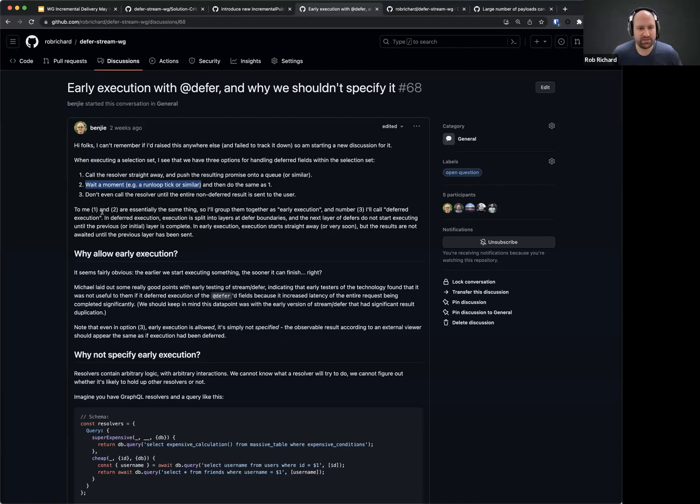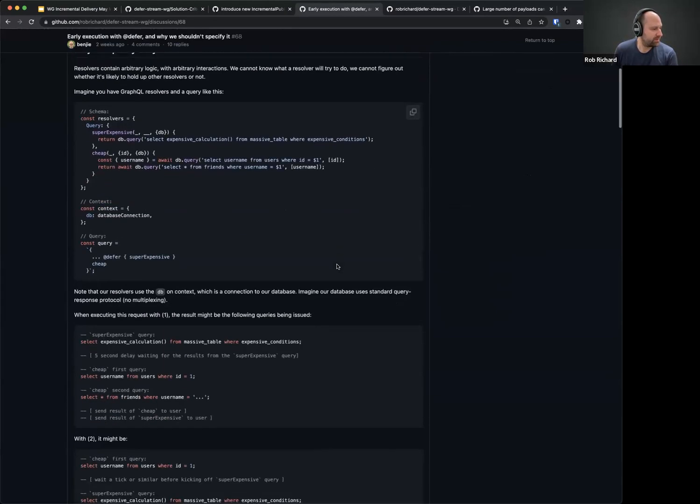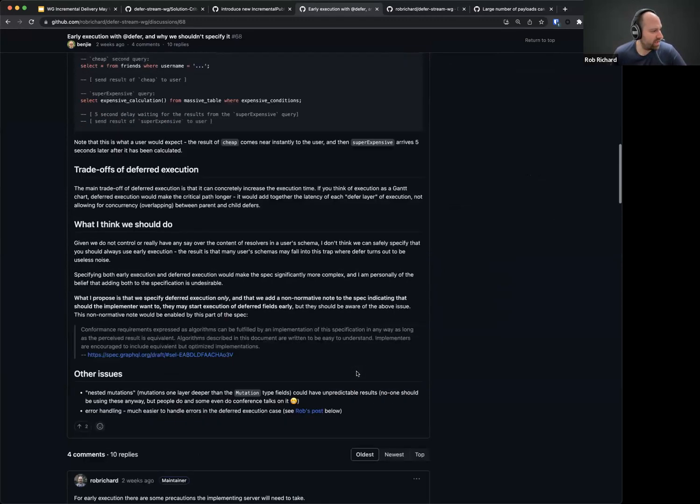So the whole tree is done. And there are some reasons brought up of how you can have queues in your schema implementation, which means that by doing early execution, you could be slowing down your initial results. And the trade-off there is that this could be extending the entire time of your query to be a lot longer than it would be without defer. Yeah, so that's a summary.